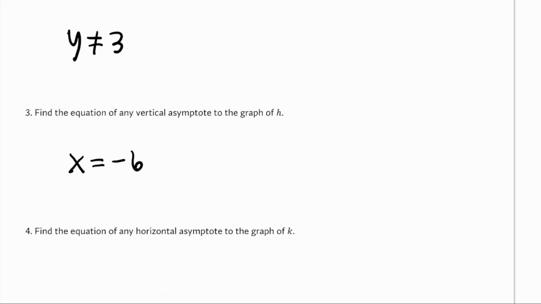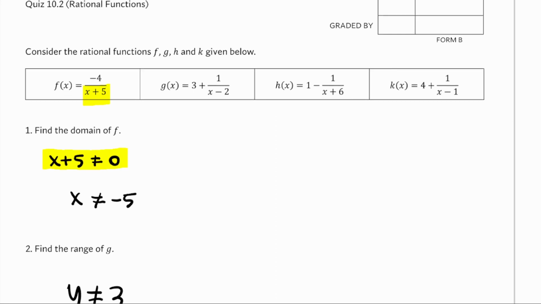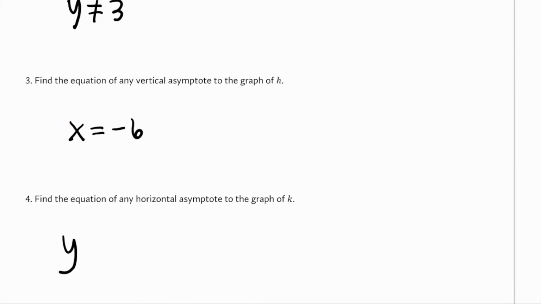The equation of a horizontal asymptote to the graph of k, as x gets bigger and bigger and bigger, the 1 over x minus 1 gets closer and closer to 0. So I'm getting closer to 4 plus 0. While not equaling it, I'm getting very close, and that's the idea of the asymptote. So y equals 4 will be the horizontal asymptote to that graph.